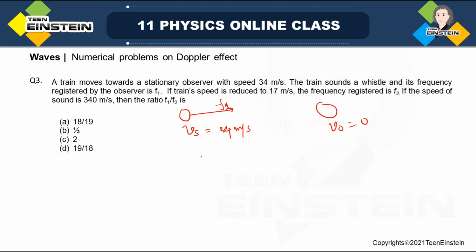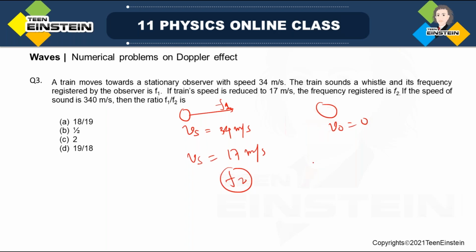Now, if the train's velocity is made just half of the original or the previous velocity, then the frequency registered by the observer is f2. You have to find out the ratio of f1 to f2 when 340 meter per second is the speed of the sound in the air.